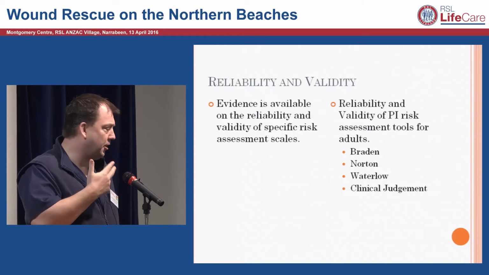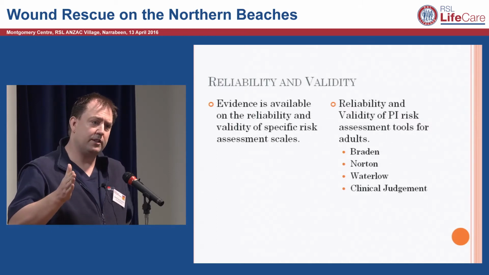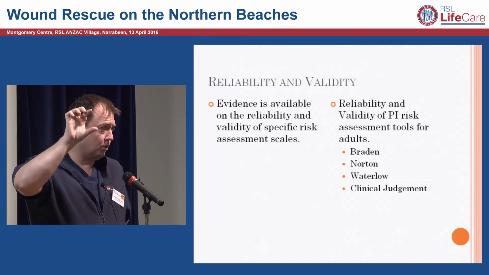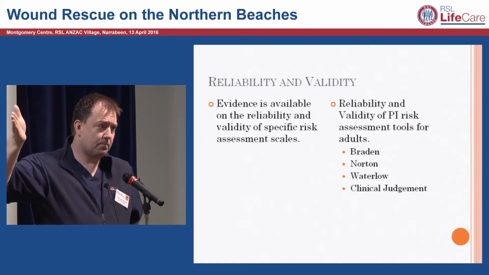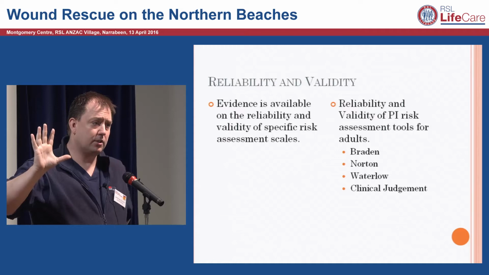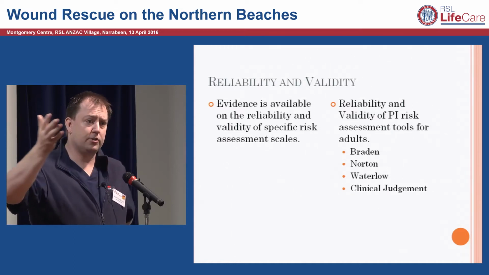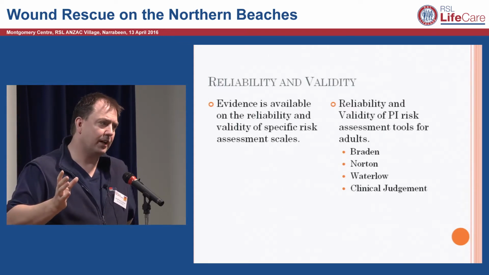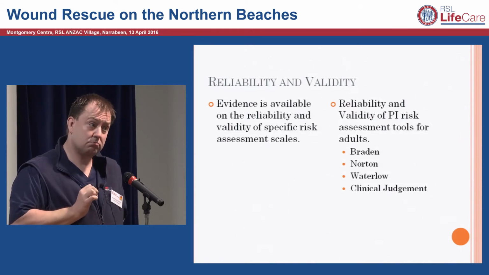So when we're doing things like the Braden and Norton and the Waterlow in a large organisation, there's what we call inter-rater reliability. So when you're getting a numerical score, we should be within 1 or 2 points of each other. Okay? So when we're within 1 or 2 points of each other, that's okay, and we can replicate that. So if I got a 14 and you got a 13 or a 15 or a 16, then that's okay. But it's very hard to replicate the clinical judgment, but it is a valid tool.